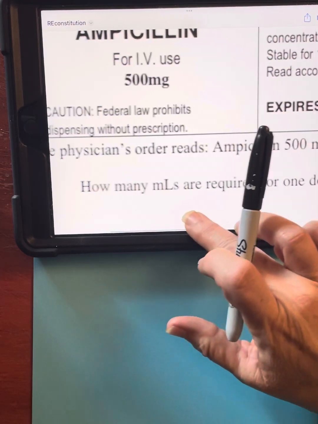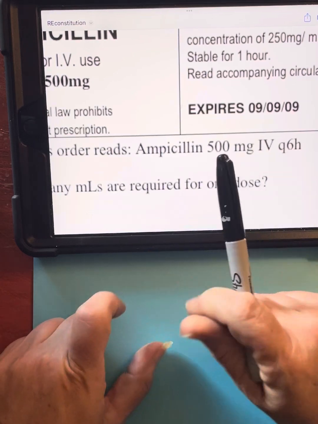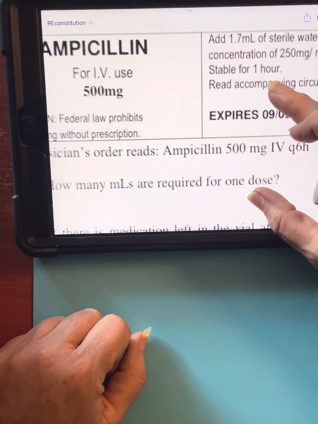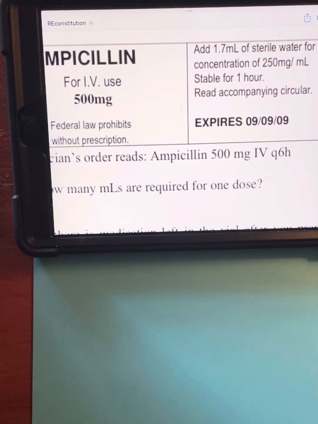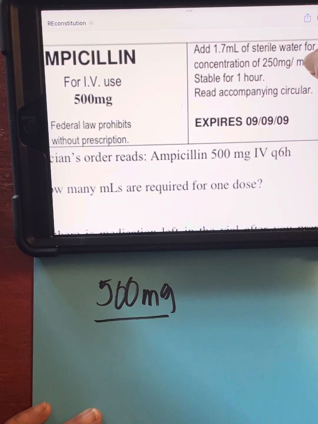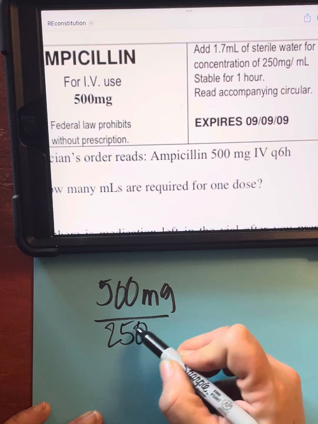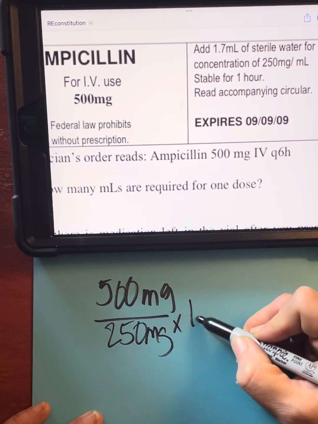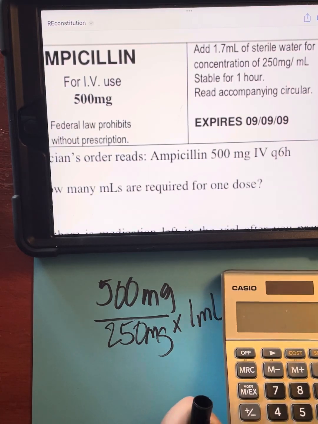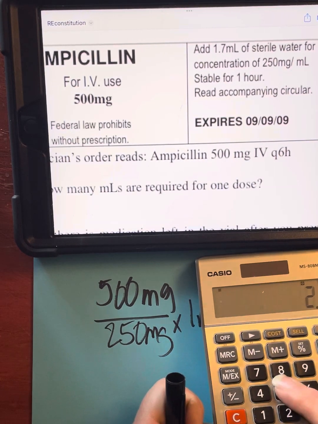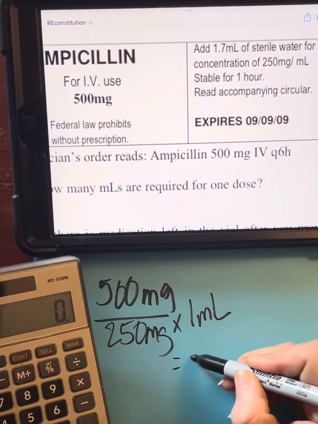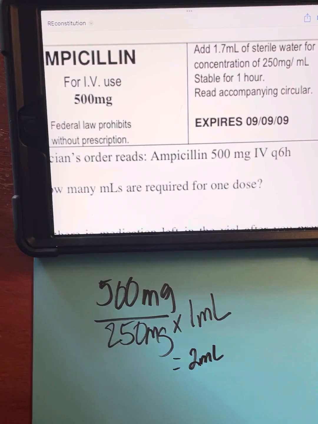So the physician orders ampicillin 500 milligrams. How many milliliters are required for this dose? Well, what he wants is 500 milligrams. What we have is the per, 250 milligrams per 1 mL. And then we're doing the math on our handy dandy calculator. 500 divided by 250 equals, times 1 equals 2 milliliters is what we would give.